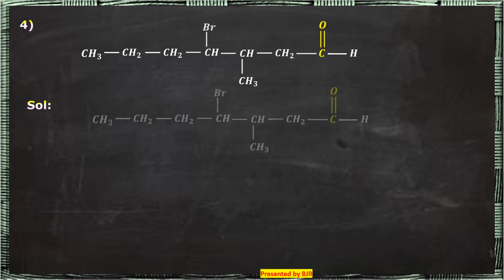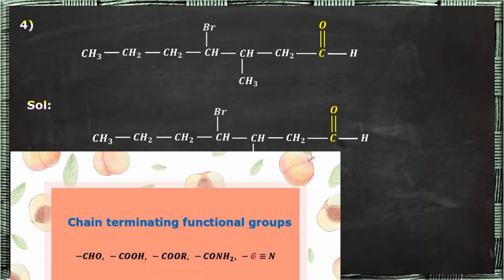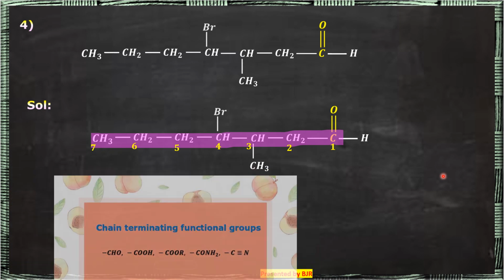Next, problem number 4. Solution. Again you can see here a chain terminating functional group is present in this organic compound, that is the CHO functional group, and the carbon atom in this functional group should be assigned number 1 while numbering the parent chain. So this is the parent chain which includes the carbon atom in the functional group, and the numbering should be done from right to left so as to get serial number 1 to this carbon atom.